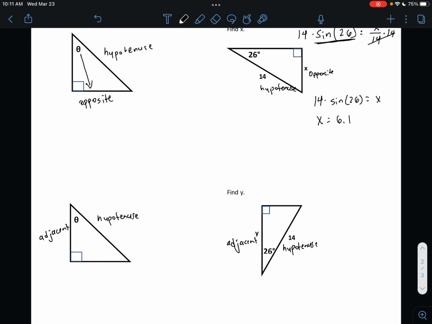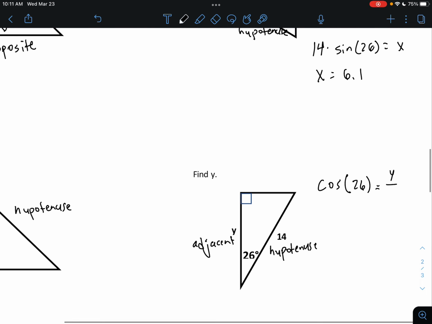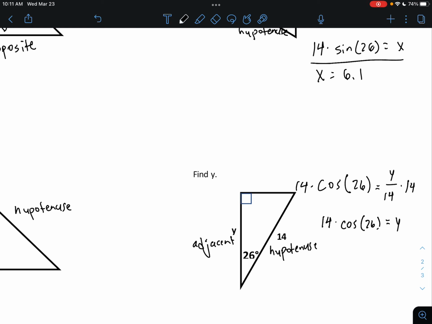So we're going to set up a proportion, same kind of idea. We're going to say that the cosine of our angle, which is 26, equals the adjacent side, which is y in this case, divided by the hypotenuse, which is 14. And this is going to end up doing the same thing. We're going to multiply by 14 on both sides. So we have 14 times the cosine of 26. So it almost looks like what we did before, but it's cosine instead of sine.